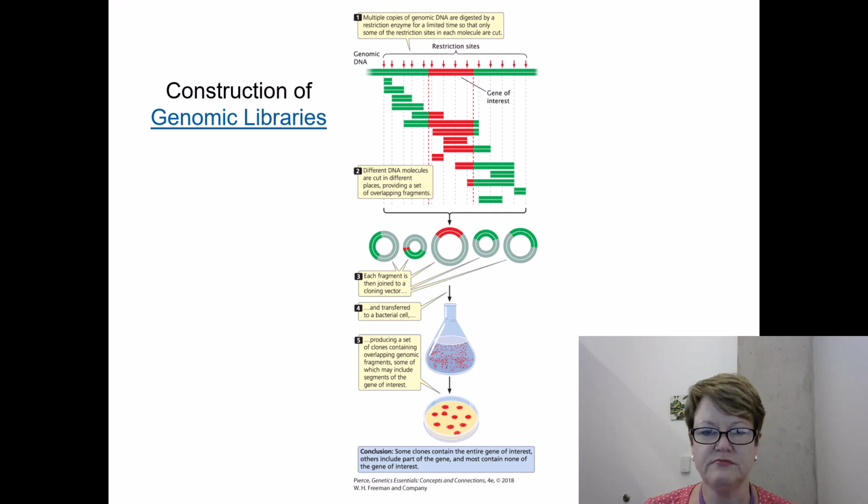So libraries allow us to have one type of cell, bacteria or yeast typically, carrying one piece of a genome or one gene from a tissue type. That way we can use sequencing, and we can use other techniques. Usually sequencing is a good way to think about why we would make libraries.